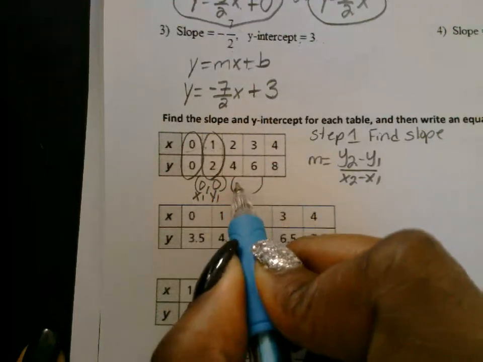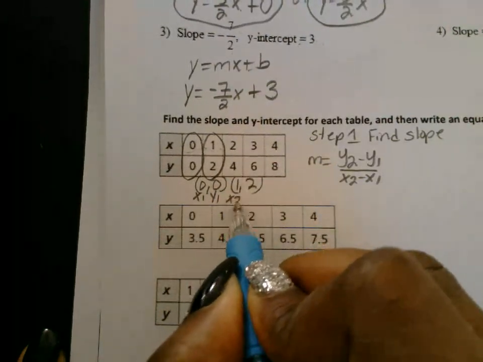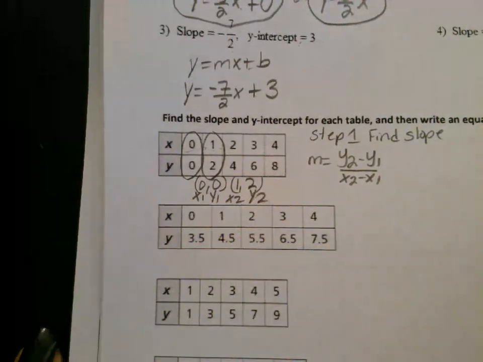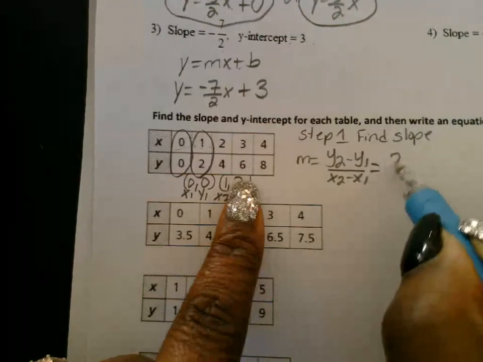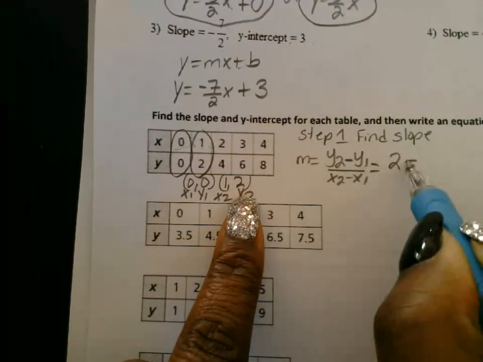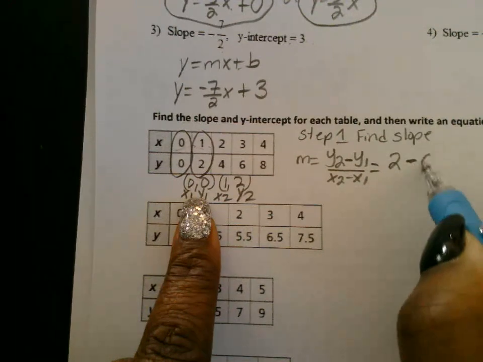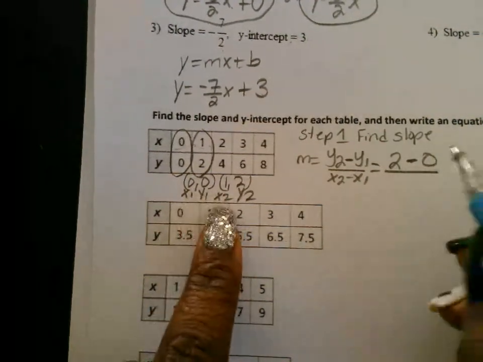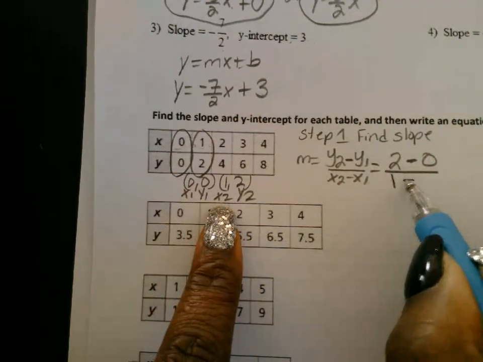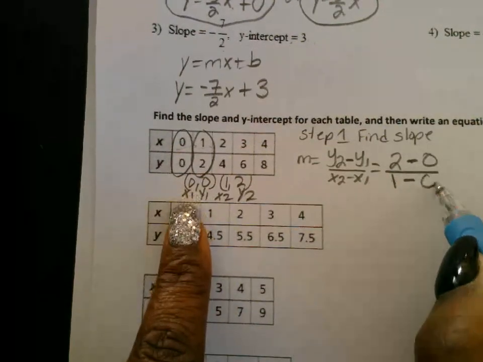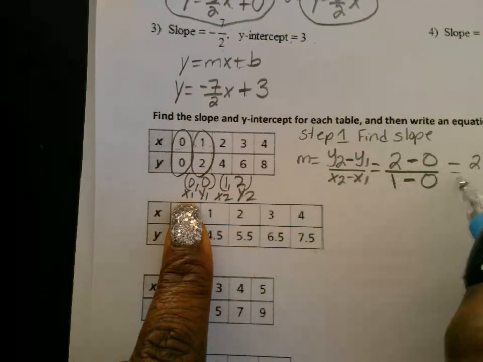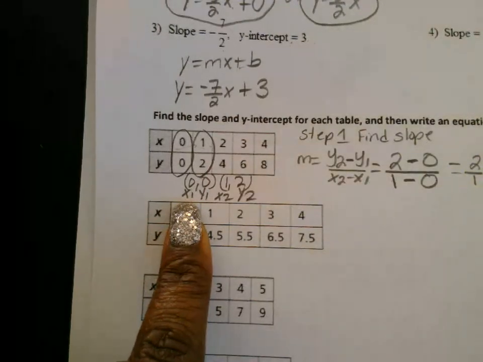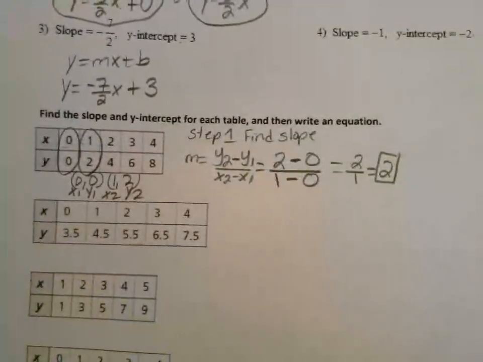The second point that I chose, x2, y2. So now on the top, my y2, this is my y, we got 2 minus, which is a part of the formula. Y1 is 0. On the bottom, we have x2, which is 1, minus 0 for x1. So this gives me 2 on the top and 1 on the bottom. So m is 2.